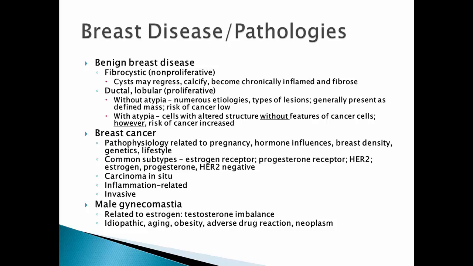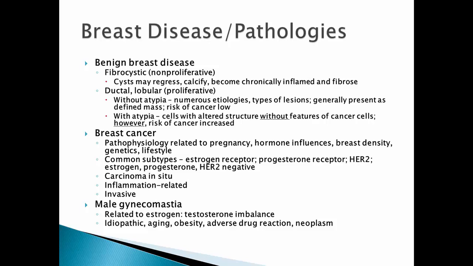In general, fibrocystic, this non-proliferative breast disease, occurs in the terminal duct or lobule of the breast. So remember your breast anatomy as you think about breast disease. The ducts are the tubes that carry the milk. The lobules are the structures that actually are the milk-producing glands.